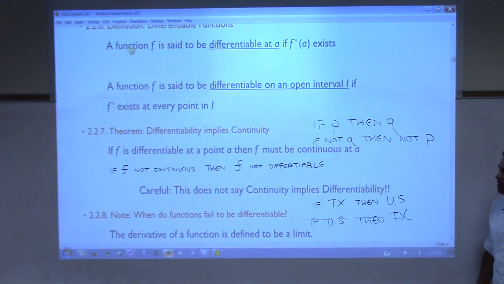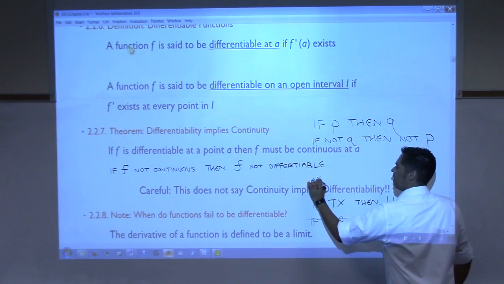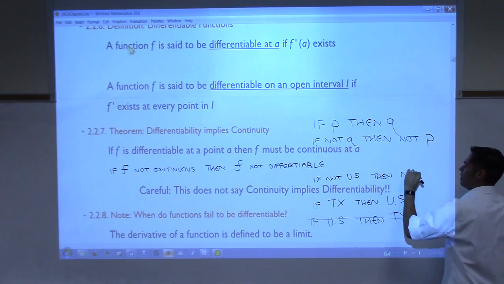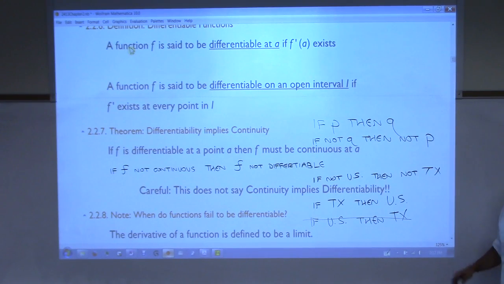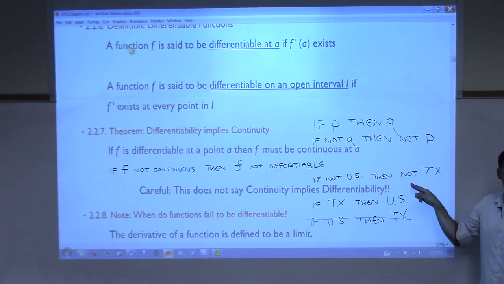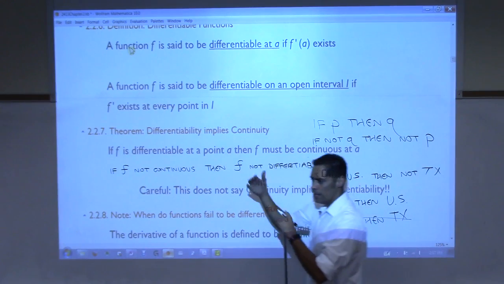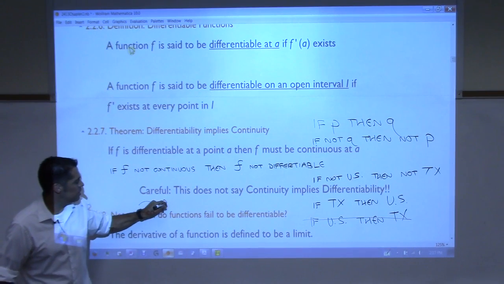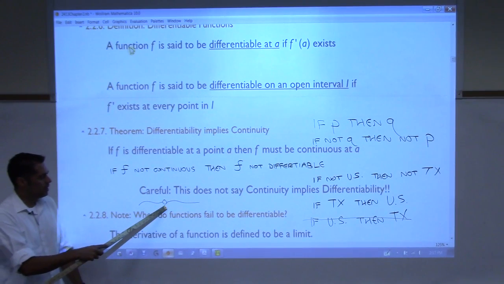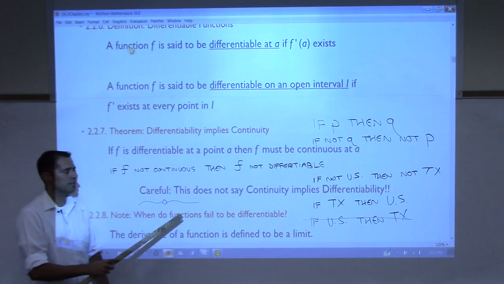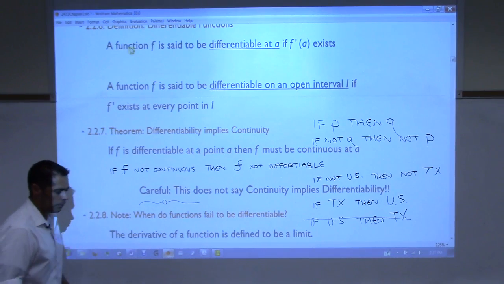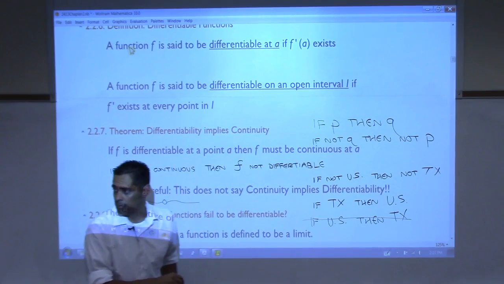They don't work. But you can state it in reverse if you negate both of them. So if not a US citizen, then not a Texan. You still agree? Yes, this is the contrapositive. It's the theorem: flip the order, negate both. So this goes back to your question. What if you have a function with a hole in it? Can it be continuous there? Well, if you're not continuous, then you're not differentiable. So we wouldn't be able to find the derivative at that point, because it doesn't exist.